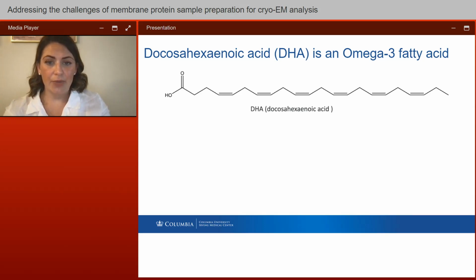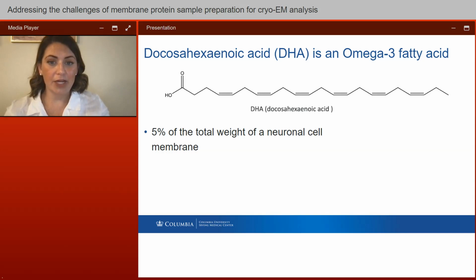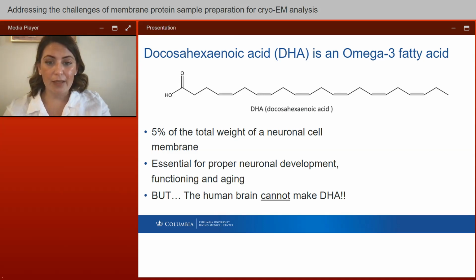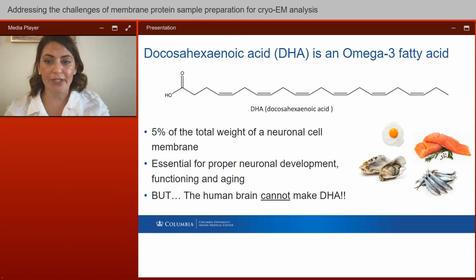So DHA has this chemical structure here. It's got a charged or polar head group and a long hydrophobic polyunsaturated tail. And it's found in really high concentrations in the brain, making up about 5% of the total weight of a neuronal cell membrane. As you can imagine, it's completely essential for proper neuronal development, functioning, and aging. Now, despite this dependence that the brain has for DHA, it can't actually make DHA, and we can make only a small amount of it in the liver, so we heavily rely on dietary sources of DHA in order to fuel our brain.